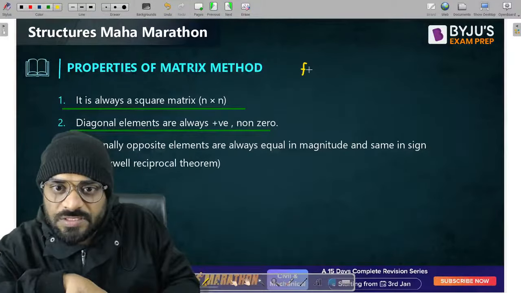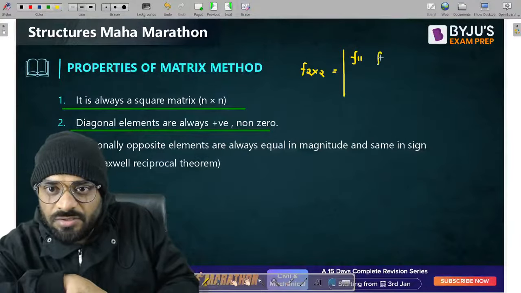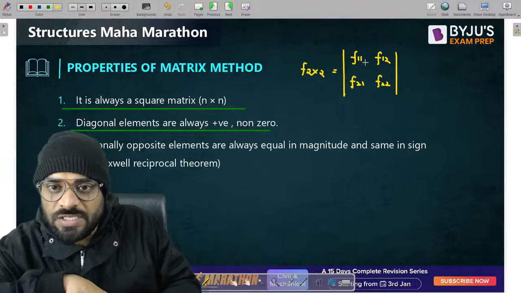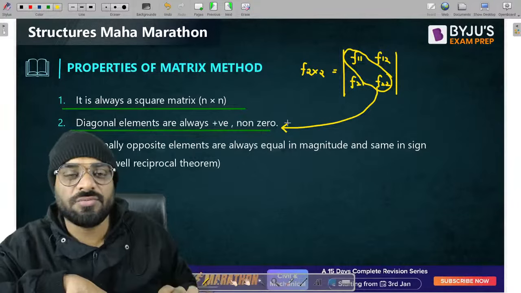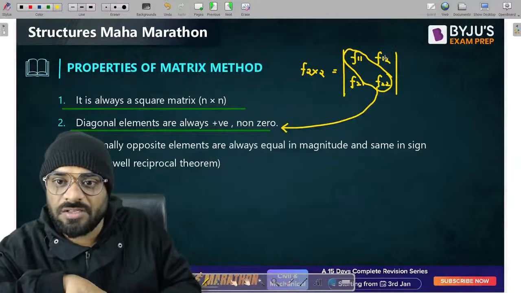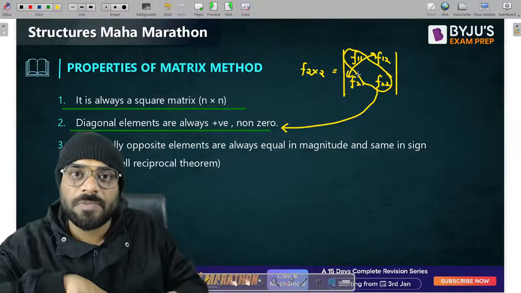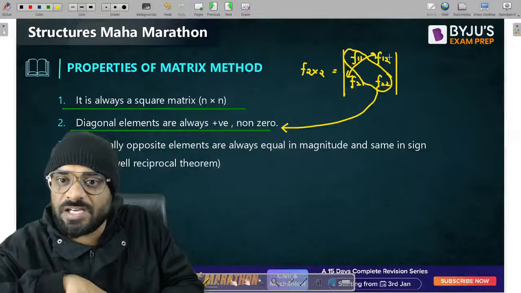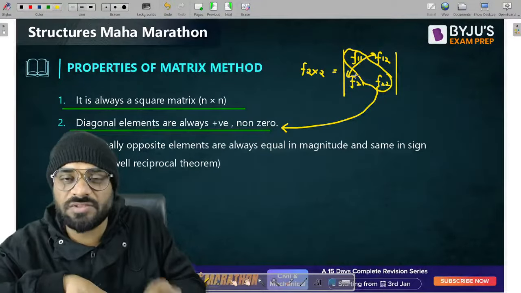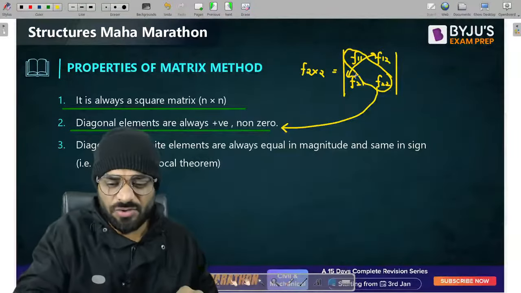Let us suppose this is our flexibility matrix, 2 cross 2. So this one is F11, F12, F21 and F22. So these are the diagonal elements. These diagonal elements are always positive and non-zero. And this is a square matrix, and diagonally opposite elements are always the same in magnitude and the same in sign. If it is negative, then this is also negative. If it is positive, then this is also positive. Clear? So guys, these are the things which we wanted to discuss.